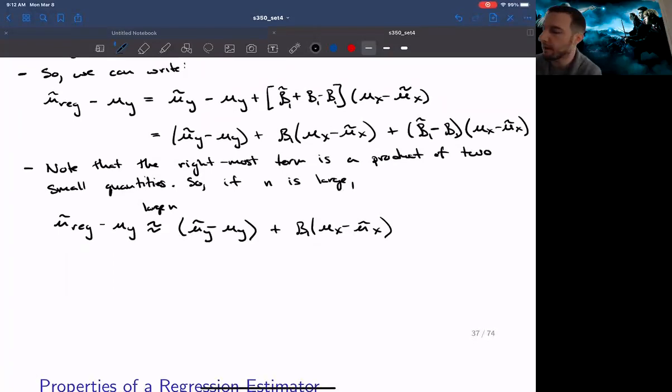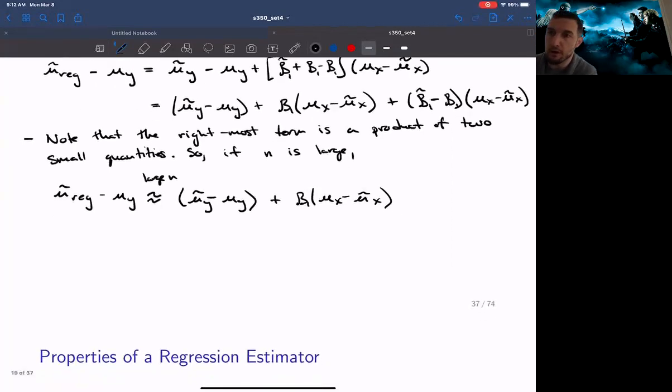Okay, so we've introduced a zero term. We subtracted mu y from both sides. Then we used a little bit of an approximation based off of large n to get a reduced form, or an approximation for the reduced form of mu tilde reg minus mu y. So we now have for a large sample size, mu tilde reg minus mu y is equal to mu tilde y minus mu y plus beta 1 times mu x minus mu tilde x.